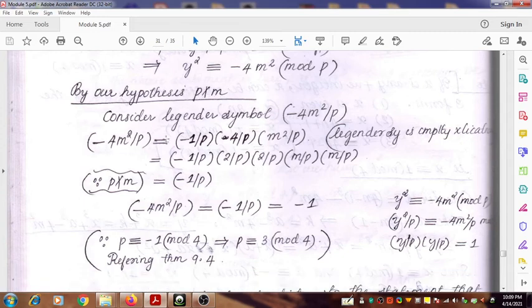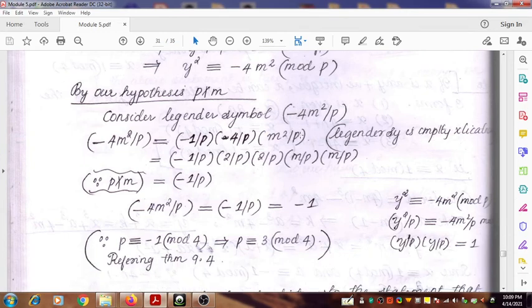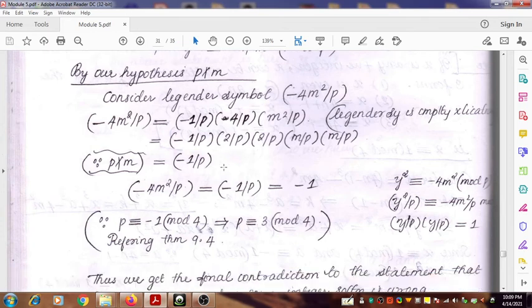Next we consider the Legendre symbol. Let's consider the Legendre symbol for minus 4m square, the Legendre symbol value of the number minus 4m square with respect to p. Using the multiplicity property, the Legendre symbol value can be written as minus 4m square bar p equal to minus 1 bar p into 4 bar p into m square bar p. That is equal to minus 1 bar p into 2 bar p into 2 bar p into m bar p into m bar p.